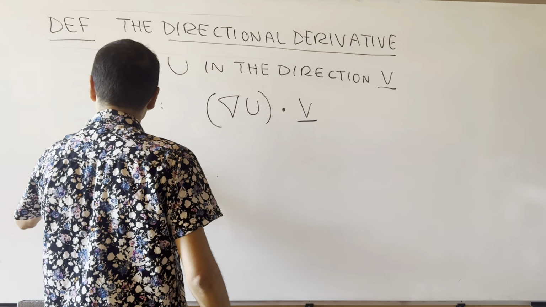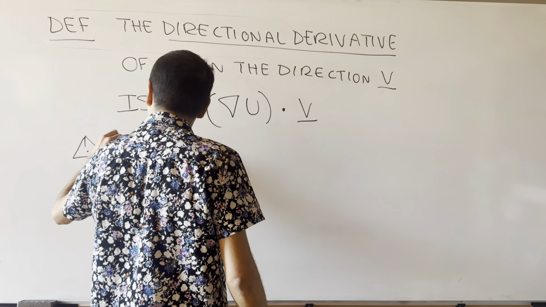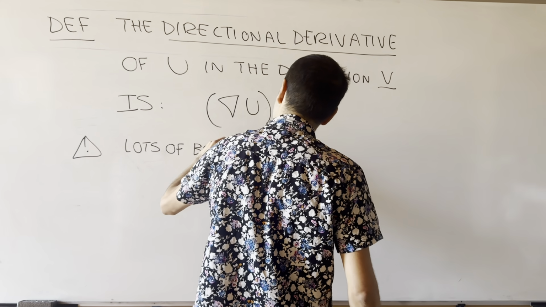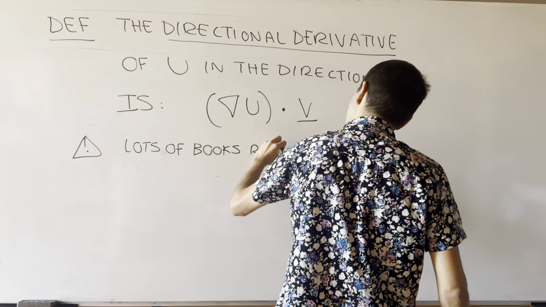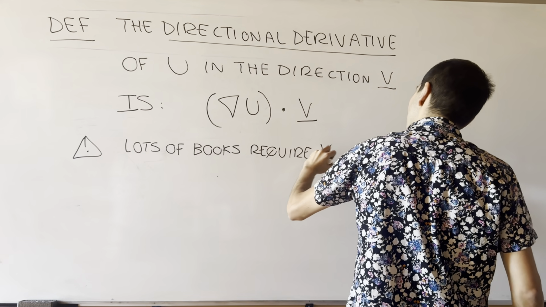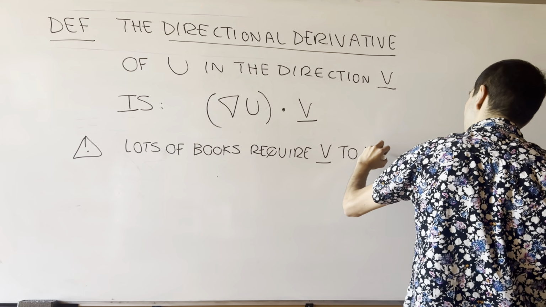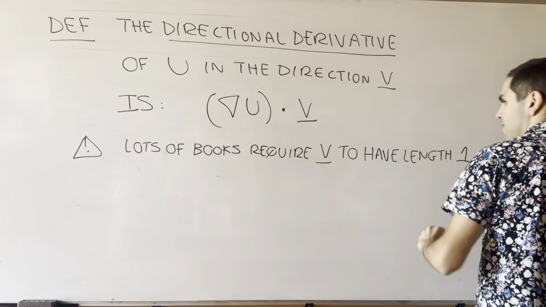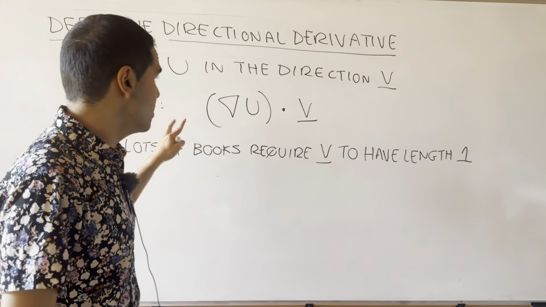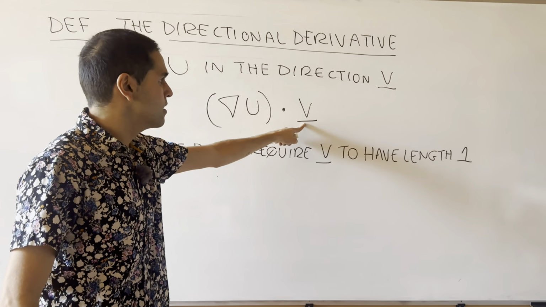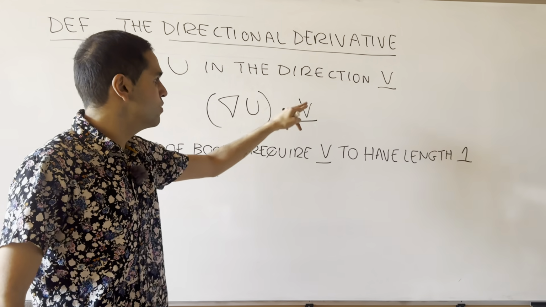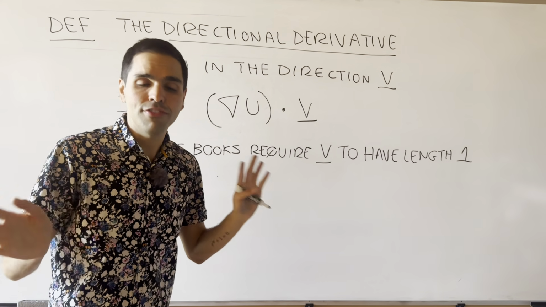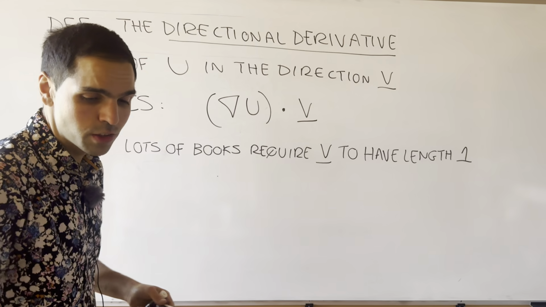But just as a remark, lots of sources, books, require v to have length one. And the reason for this is, why am I not requiring this? Because in the end, in the next videos, we'll set this equal to 0, so it doesn't really matter what length v has. So here's just the simplest possible definition.